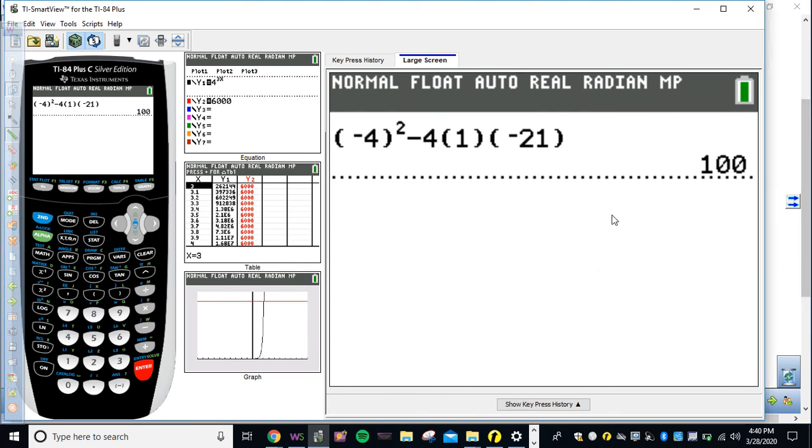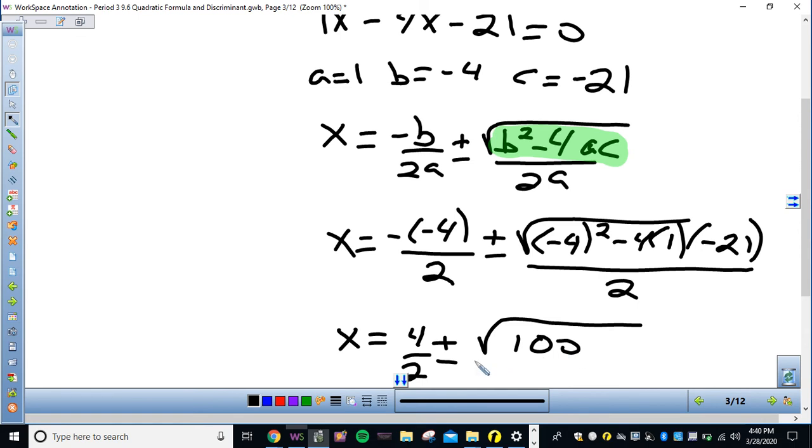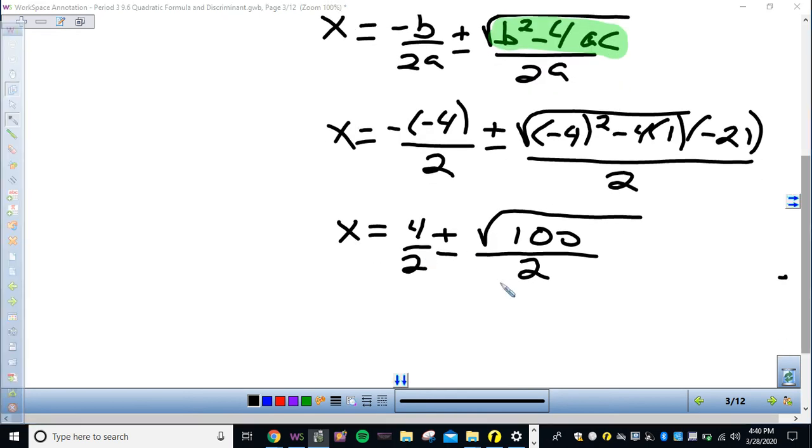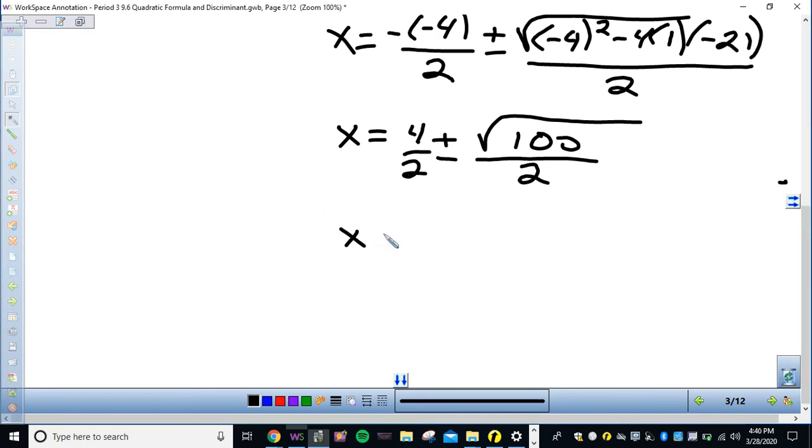So it's a good idea for you to try to put that into your calculator to make sure that you can get the correct answer as well. So we have 100 here. Let's get back to the pen tool. So we have 100 over 2. Remember again that we cannot divide the 100 by 2. We have to take the square root of the numerator first and then divide that number by 2. Okay. So 4 divided by 2 is 2. Plus or minus the square root of 100 is 10 over 2. So we have x equals 2 plus or minus 5.